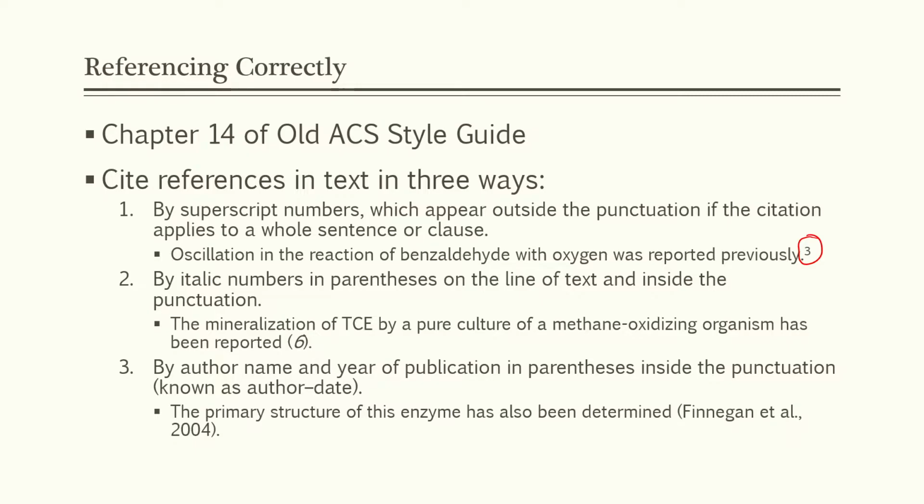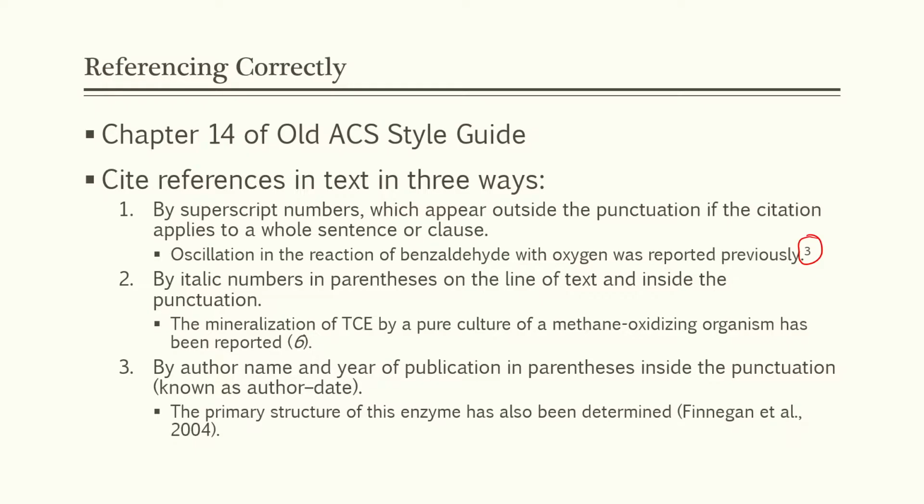So in this example, we have the reference at the end of the sentence outside of the period. This number 3 would go to a reference that you used that would be listed at the end of the paper, and it would be the third reference on your list. In this case, the references are listed in numerical order by how they appear in the paper.